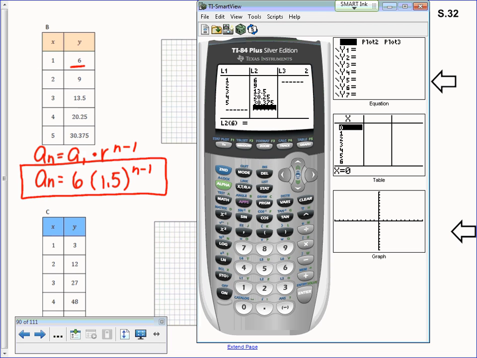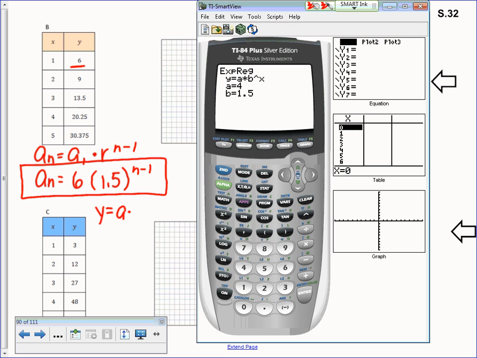I'm then going to go under Stat Calc, and I think it's exponential. So when you scroll down in your calculator, the exponential is that 10th one, or the 0, ExpReg, exponential regression. Hit enter. Hit enter one more time. And what they give me here is y is equal to a times b to the x, a is equal to 4, and b is equal to 1.5. So when I put this into that equation, I'm going to get 4 times 1.5 to the x.